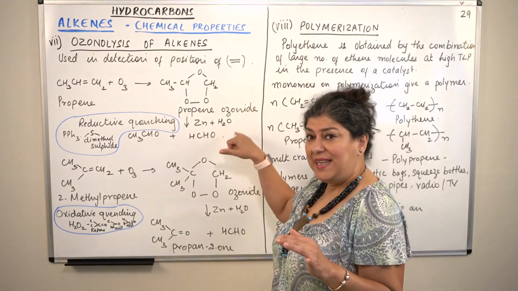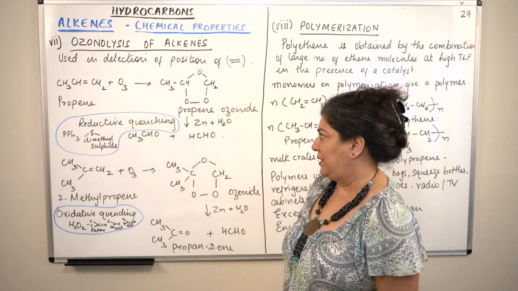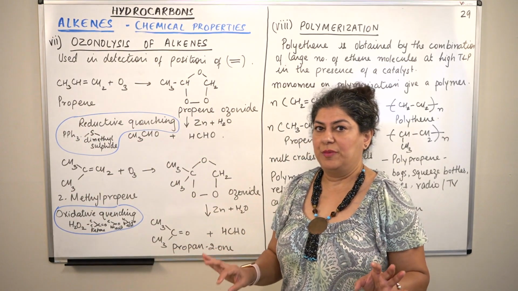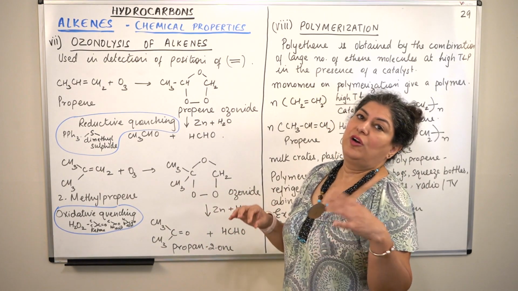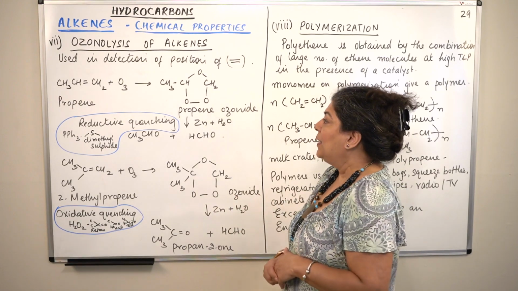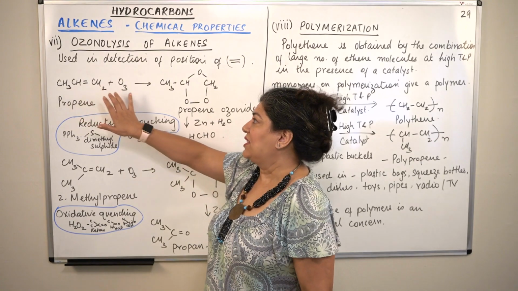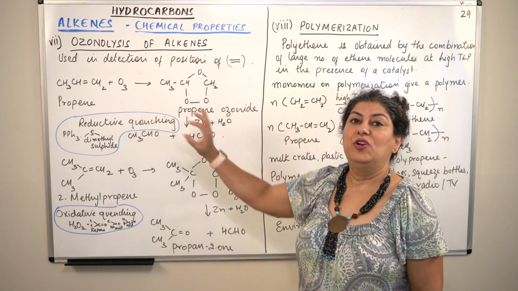It is made to react with zinc and water and it causes the ozonolysis and it gives you the two products. So this blue part is what is not there in your syllabus, but I'll be throwing in this little additional information for your future reference. So you have propene. Propene reacts with ozone at a very low temperature, resulting in the formation of propene ozonide.